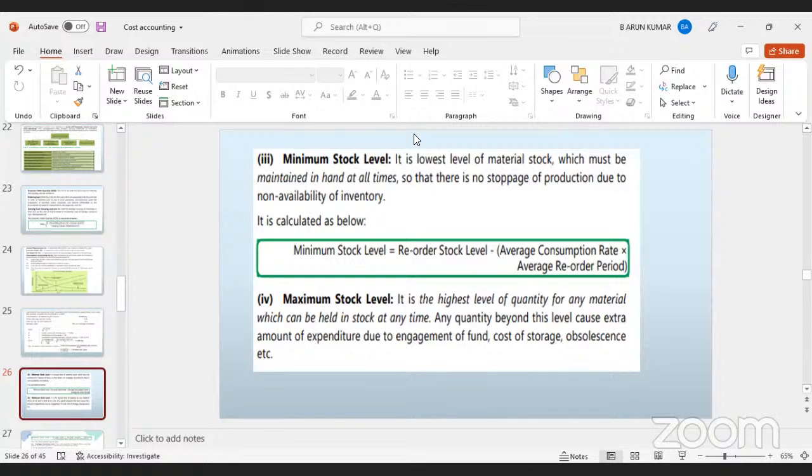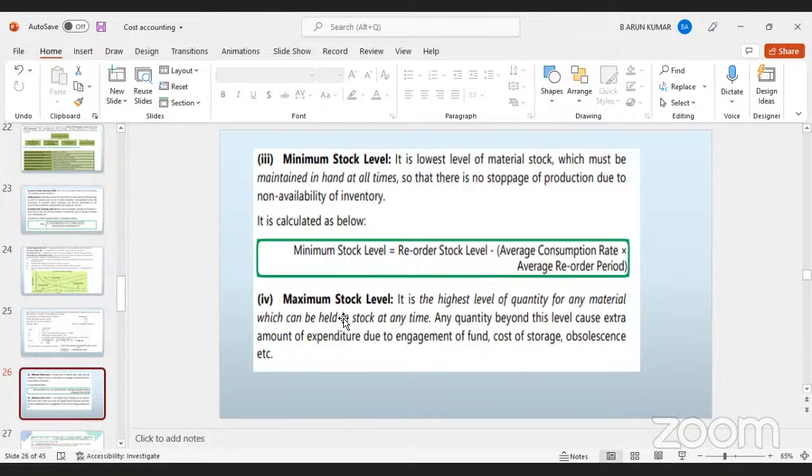Minimum stock level is the lowest level of material stock which must be maintained in hand at all times. Okay, so the formula for calculation of minimum stock level is reorder stock level minus average consumption into average reorder period. So here is the formula for the calculation of minimum stock level.